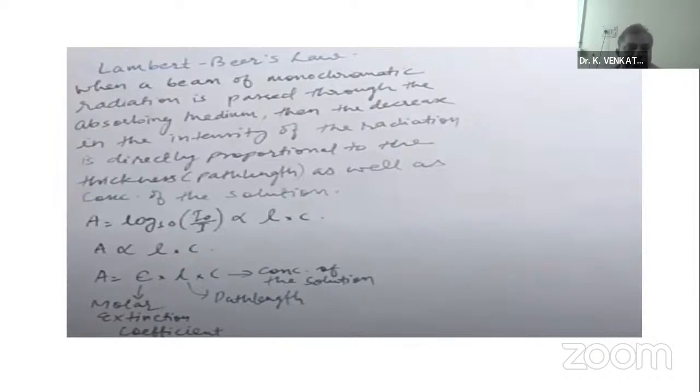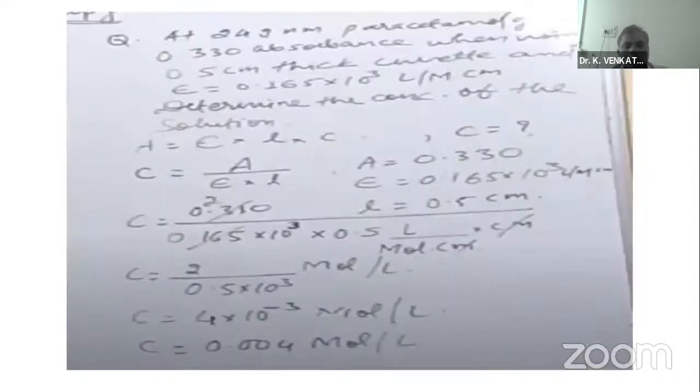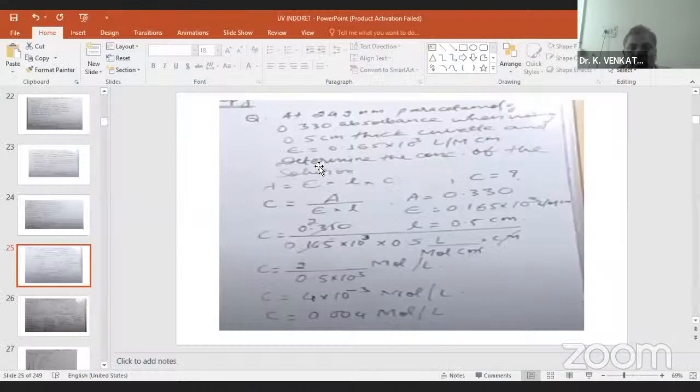Lambert-Beer's law: the absorption depends upon the path length as well as the concentration of the solution. So this is the formula of the Beer-Lambert law, converting path length into concentration. Now we can calculate.